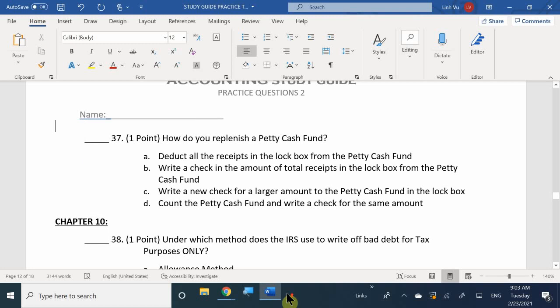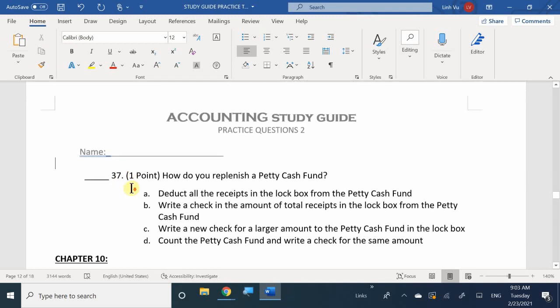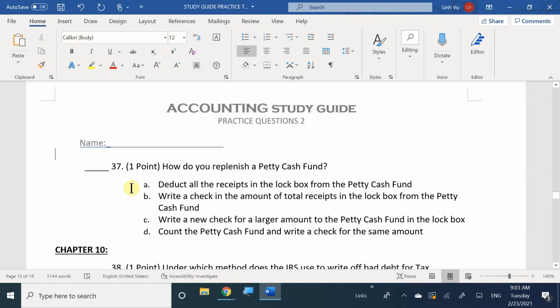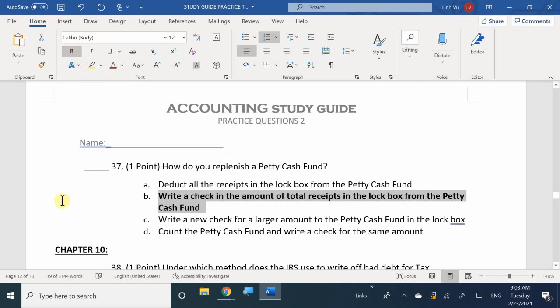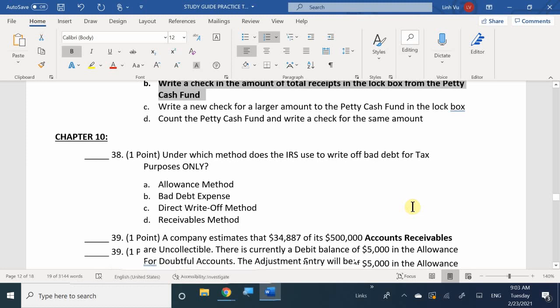All right, number 37. How do you replenish petty cash funds? B. Yes, we just saw an example right there. You're going to write a check for the total amount of receipts in the lockbox. Okay. All right.